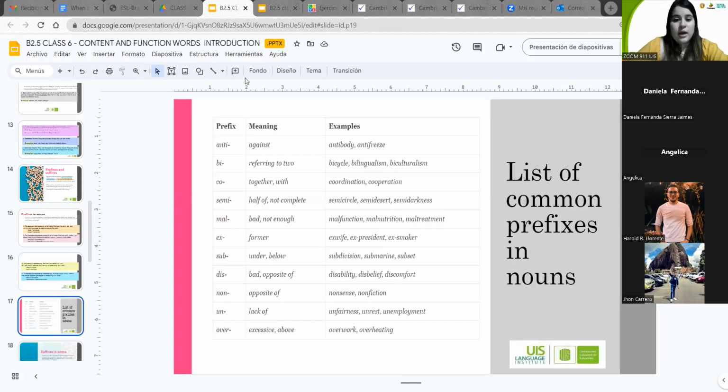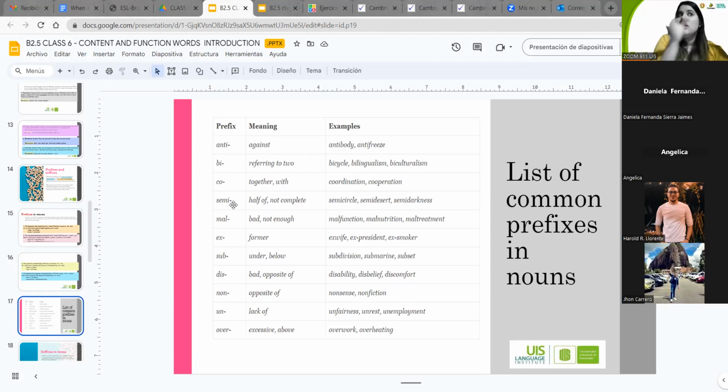Here we have more examples, a list of common ones. Anti means against, like body, antibody, freeze, antifreeze. Bi refers to two, like cycle, bicycle, bilingualism, biculturalism. Co is together or with, coordinator, cooperation. Semi is half or not complete, like semicircle, semi-desert, semi-darkness. Mal means bad or not enough: malfunction, nutrition, malnutrition, treatment, maltreatment. Ex means former, like ex-wife, ex-boyfriend, ex-girlfriend, ex-president, ex-smoker.